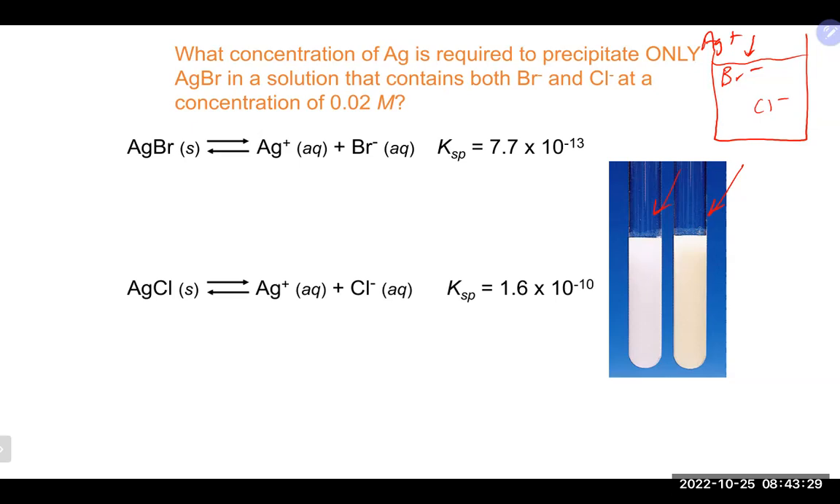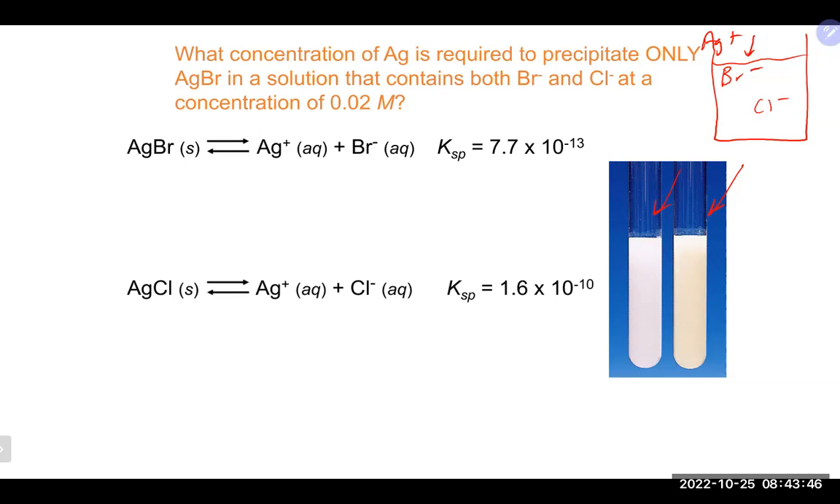It's a common sort of practice used in qualitative analysis experiments, where basically the whole goal of those types of experiments is you have a beaker full of just ions floating around and you want to take them out almost one at a time or in groups of ions.